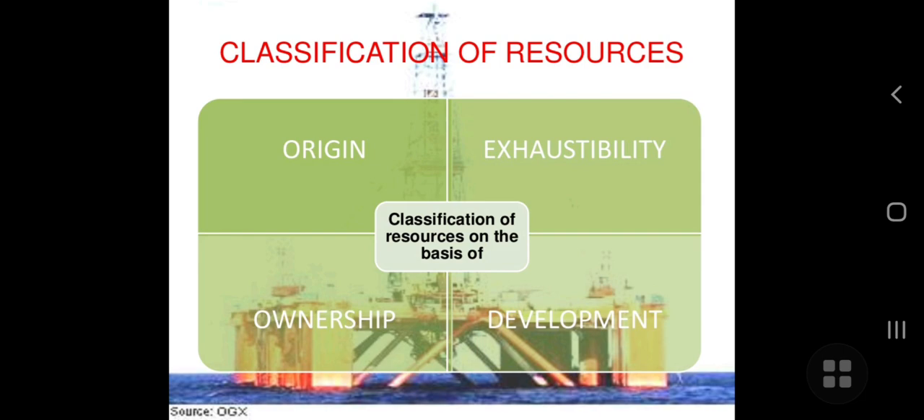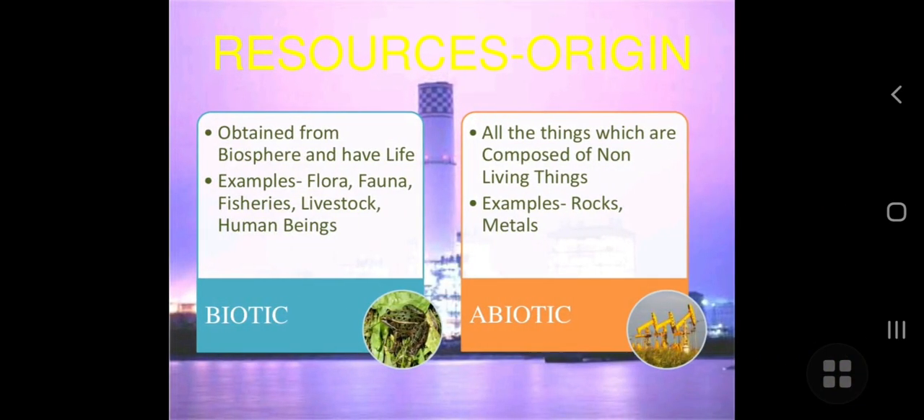There are various criteria on the basis of which resources are classified. On the basis of origin, the resources can be biotic and abiotic. On the basis of exhaustibility, resources can be renewable and non-renewable. And on the basis of ownership, resources can be of four types: individual resources, community owned resources, national and international resources. And on the basis of state of development, there can be potential resources, developed resources, stock and reserves, right? So let us discuss the resources which are based on origin.